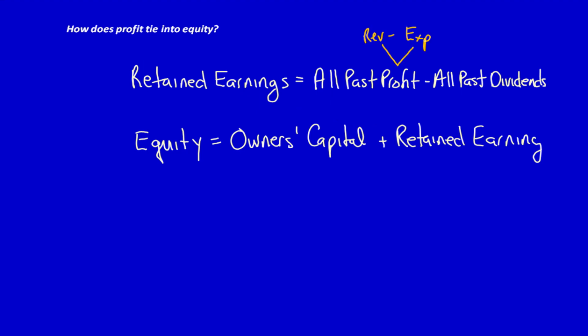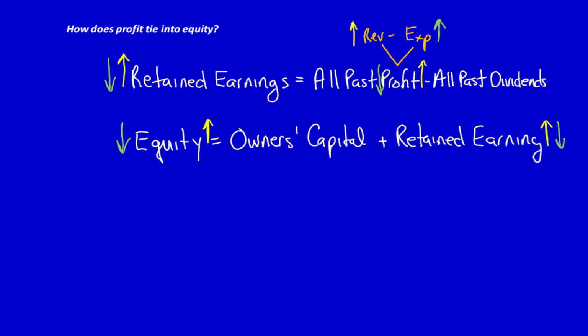Remember, profit is equal to revenue minus expenses. So, now we can see the relationship between revenues, expenses, and equity. When revenues increase, profit increases, retained earnings increases, and as a consequence, equity increases. What happens when expenses increase? Equity decreases. Why? Because expenses reduce profit, which will reduce retained earnings, which will reduce equity.